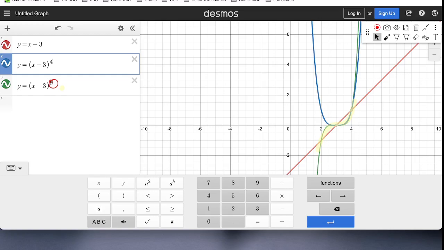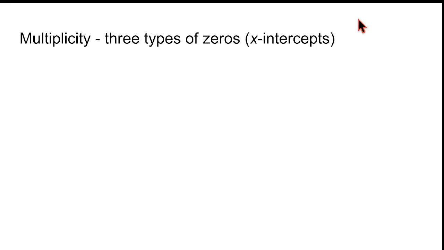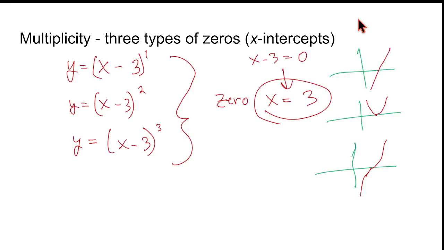Okay. So this would be a multiplicity of 4. Behavior looks very similar, but that's how we can tell the multiplicities. Okay, so there's 3 types: straight through, and bouncing off whenever we're even. This is the even case. And this is an odd power of multiplicity of 1. This is odd of 3 and higher.